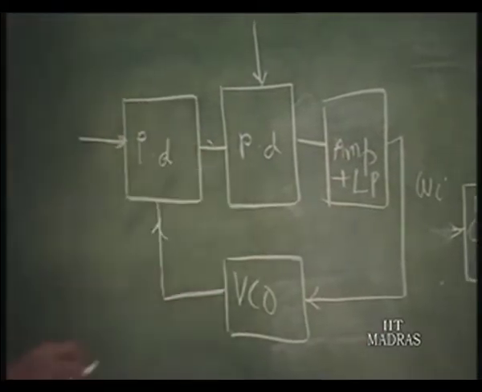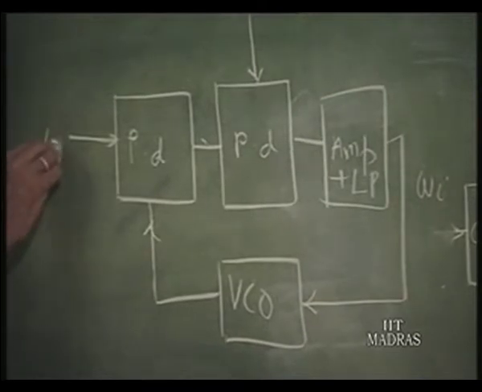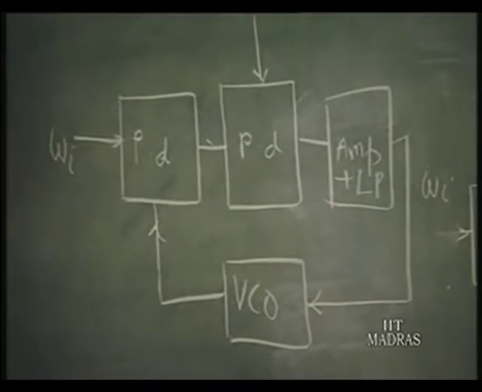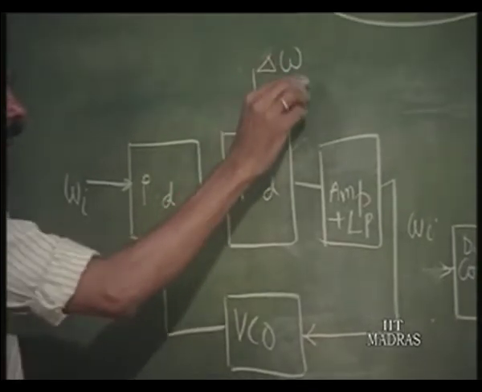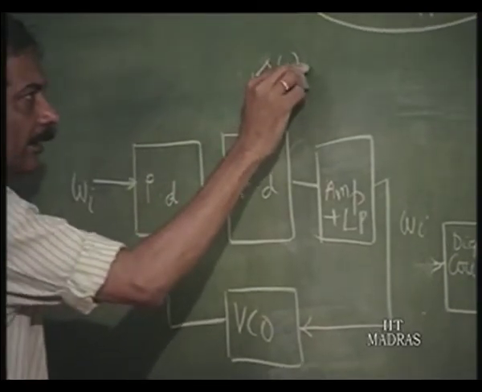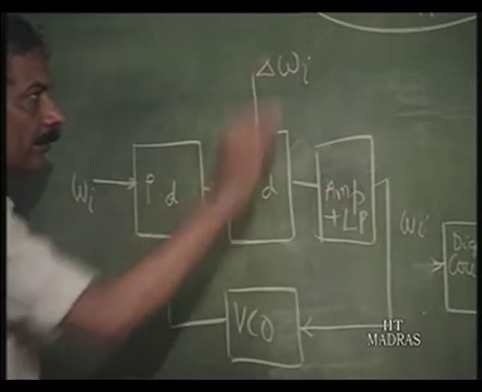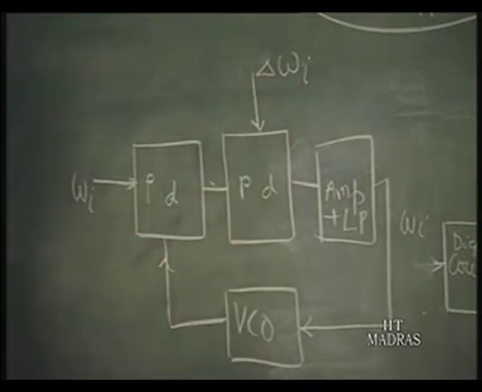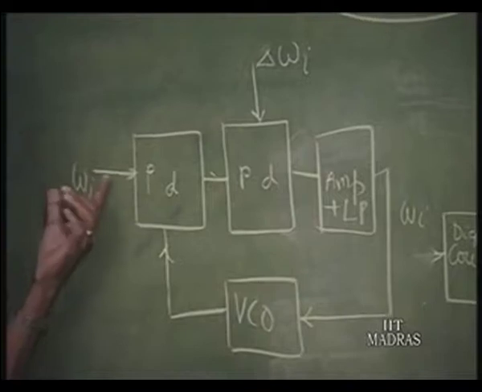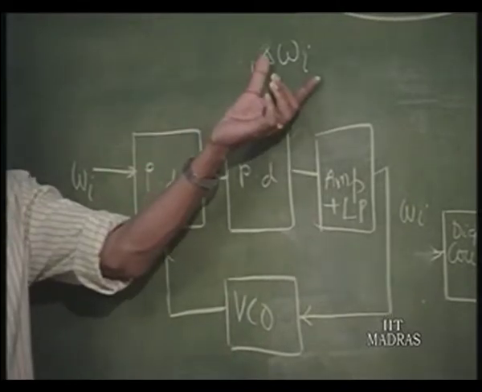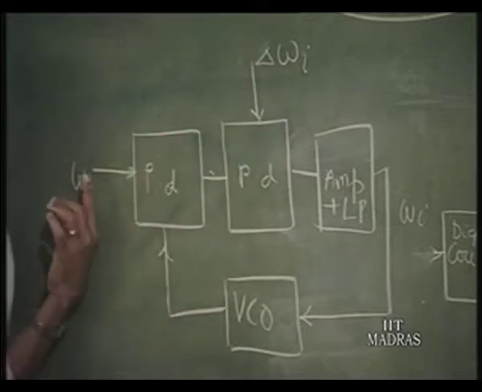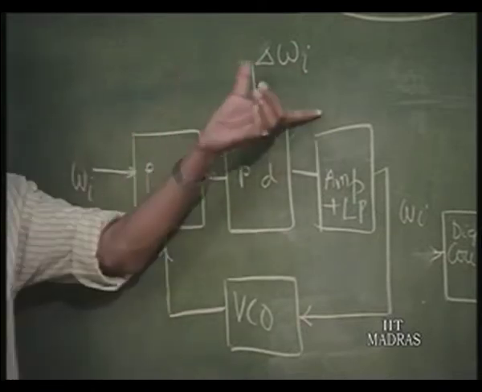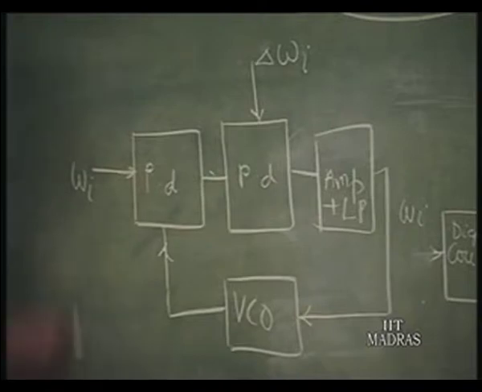Now, let us see. This is omega I and this is, let us say, delta omega. If this is 1 megahertz, let us say this is 1 hertz, kind of thing like that. That is why I am putting delta. I want to change this 1 megahertz by 1 hertz. That is possible by this.